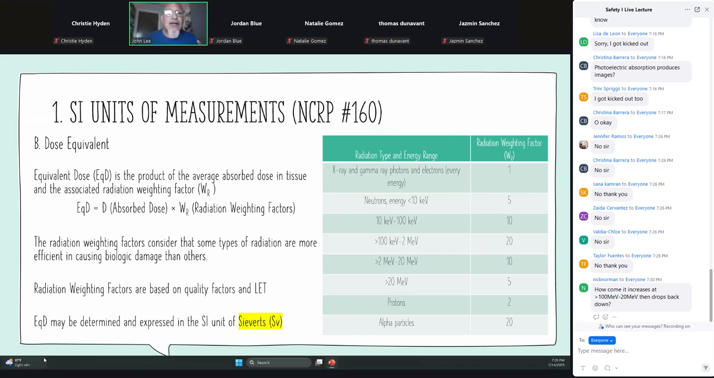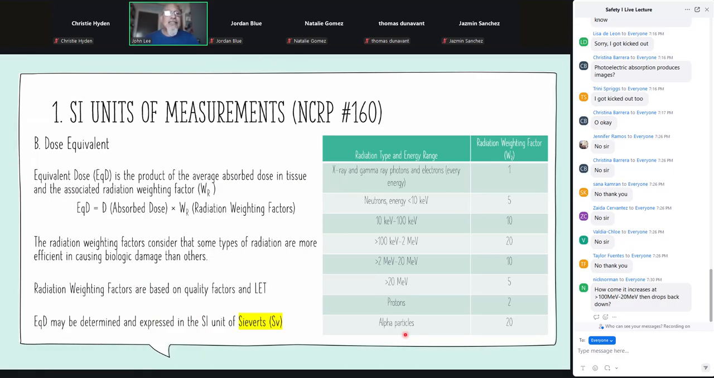Now let's see. How come it increases at less than 100 MeV 20 and then drops back down?